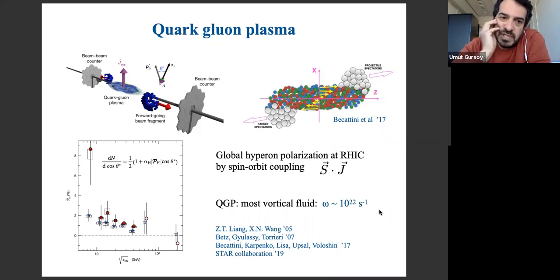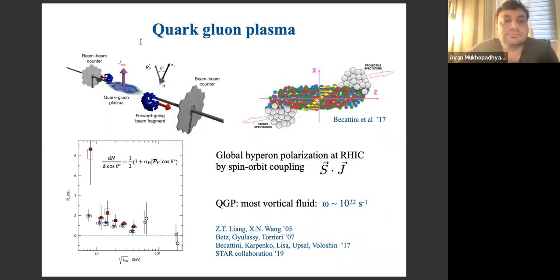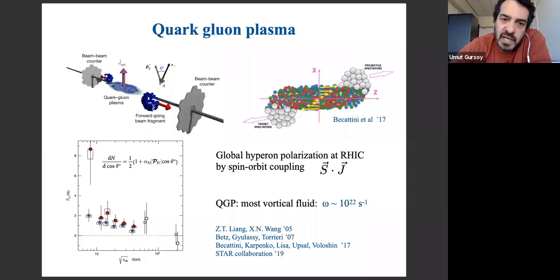Let me explain in one slide what this is doing. Can you see my cursor? Yes, Umut. Okay, so here on this corner you see a cartoon of an off-central heavy ion collision. This means that there is some initial angular momentum, which is transported to the total angular momentum of the quark-gluon plasma created after the collision. This total angular momentum breaks up into small vortices. So this is a very vortical fluid.